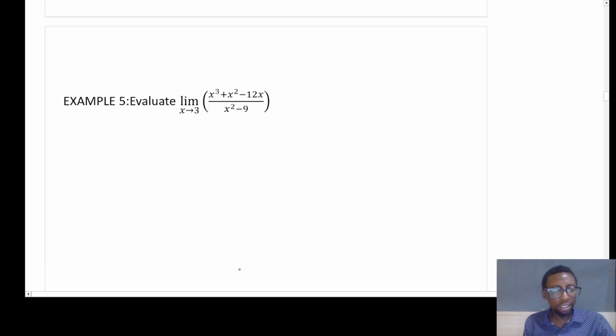Example 5, the same idea, just that this is cubical. Evaluate the limit as x tends to 3 of x cubed plus x squared minus 12x over x squared minus 9. The first thing here is that I will factorize the numerator. In the numerator, I can see that x is common. X is here, x is here, x is here. So I'll bring it out. That will give me x bracket x squared plus x minus 12. If I factorize the numerator, this is what I have.